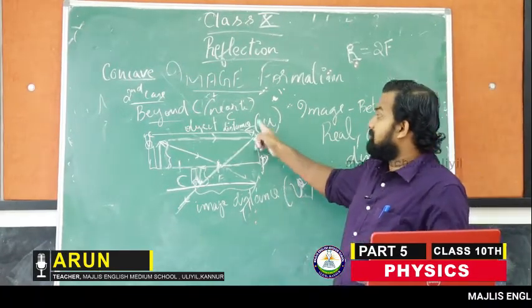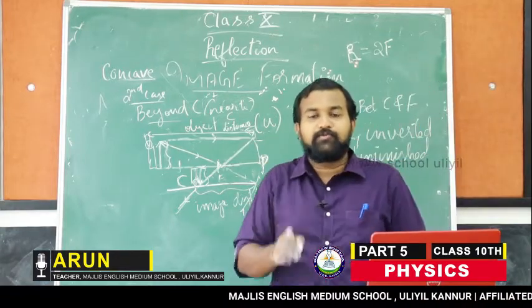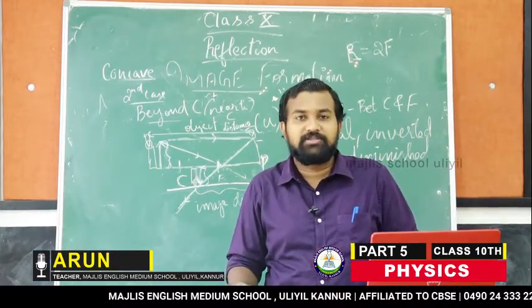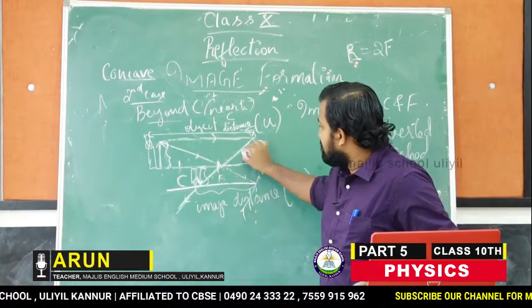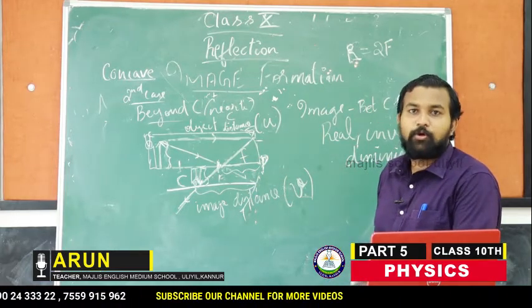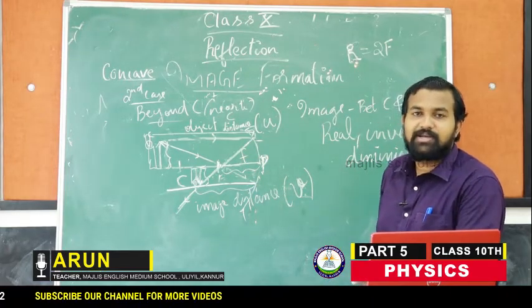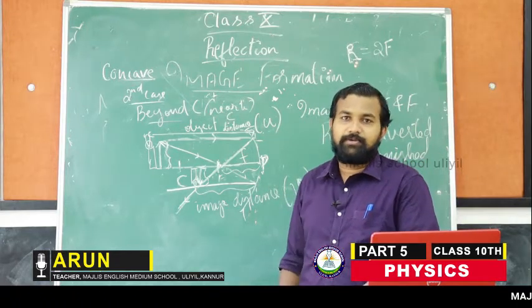So these object distance and image distance should be there in your mind, because we will be having a lot of calculations to be done. The object distance, the image distance and the focal length are very important for calculations in this chapter.